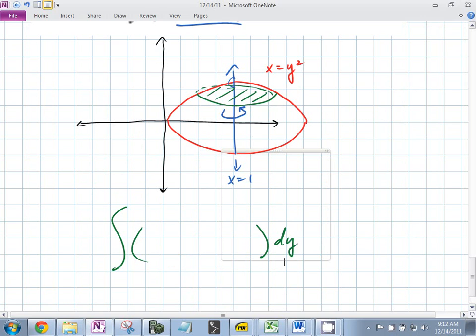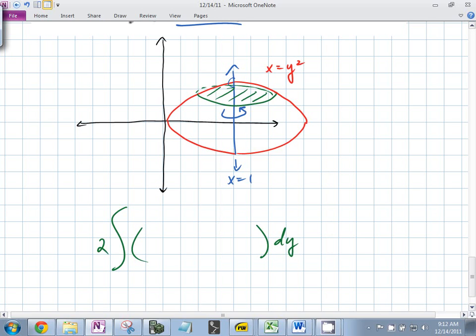Now, here's the thing. What's one interesting, useful thing you can tell me about this shape? It is symmetric over the x-axis, right? So instead of doing from the bottom to the top, we can go from 0 to 1. Remember, we're integrating from bottom to top, so instead we go from 0 to the top.